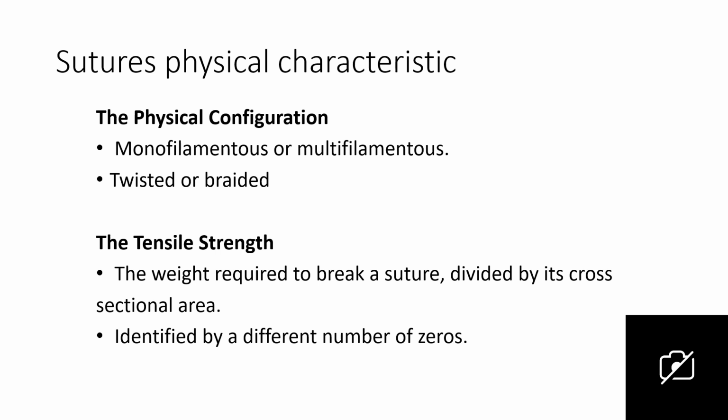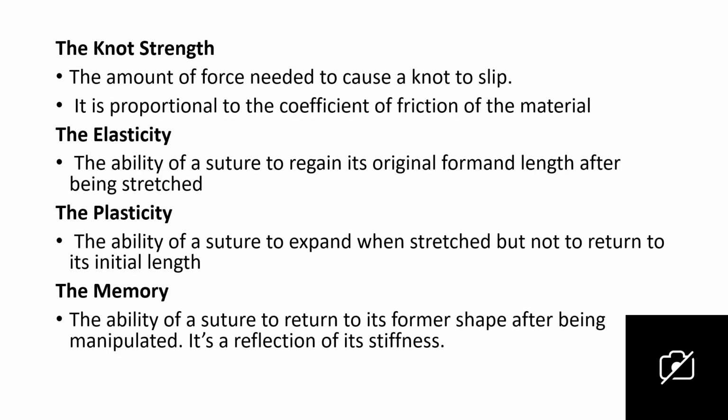The tensile strength of a suture depends on the cross-section, and on when it breaks. It is identified by different number of zeros. For example, usually the one we use in clinic is 3-0. That means it is three stroke zero. Or the one with just one zero is much stronger than three zeros. Okay, the smaller the number of zeros, the stronger the suture is.